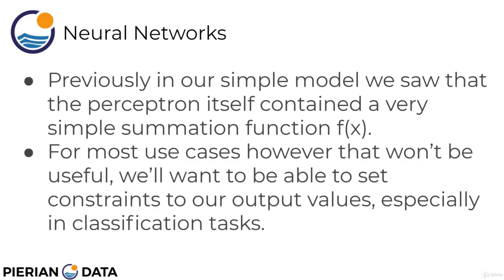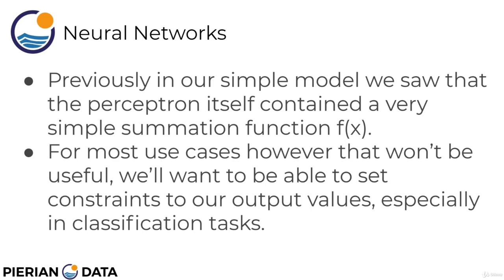Now, previously, if you recall, in our simple model of the single perceptron, we saw that that single perceptron, that neuron, if you will, contained a very simple summation function. We essentially took our inputs x, multiplied them by their own weights w, and then we added that neuron's bias and summed it all up.